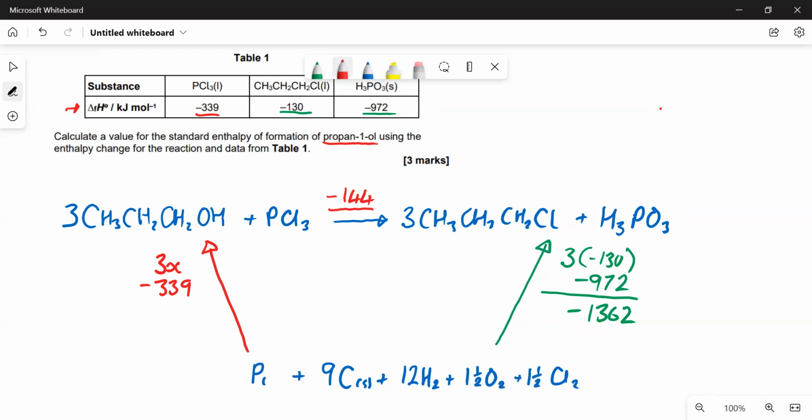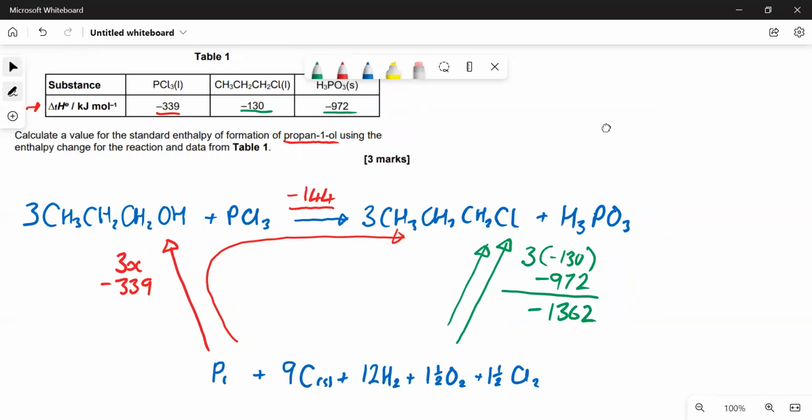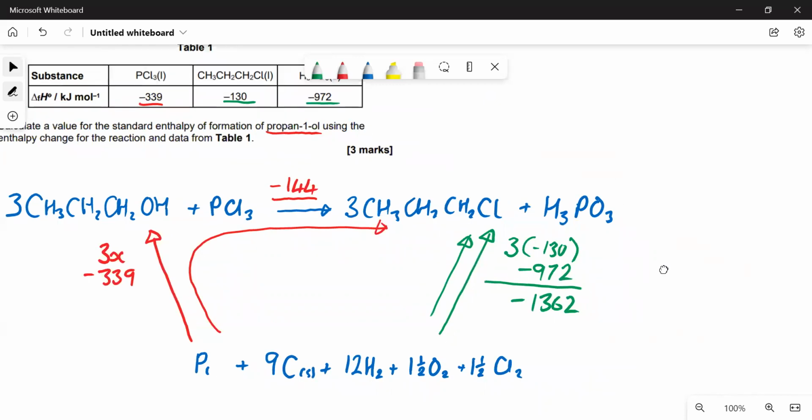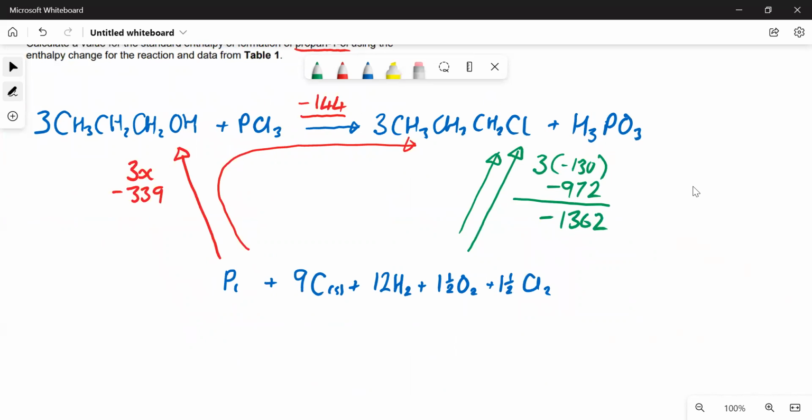Okay, so we know that this green arrow, that's the quick way of doing it, starting there. But you can also do the long way round. It should be the same enthalpy change up there and that way. Okay, so let's put that into an algebra equation. So we're going to get there. Green, minus 1362, has got to be equal to the red, which is 3x minus 339. Okay, so we just simplify 339 and then minus 144 there as well.